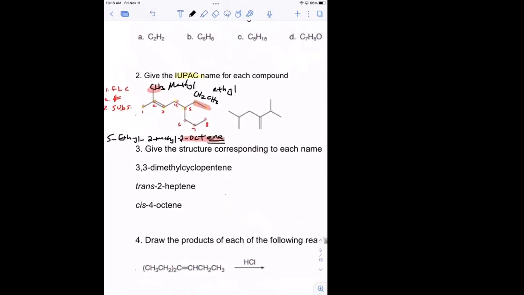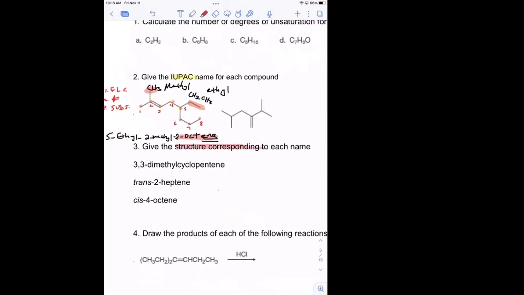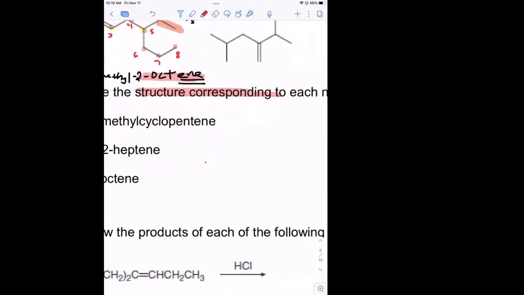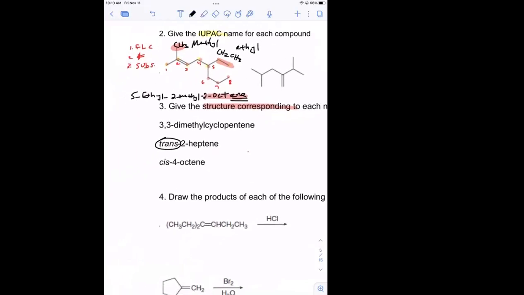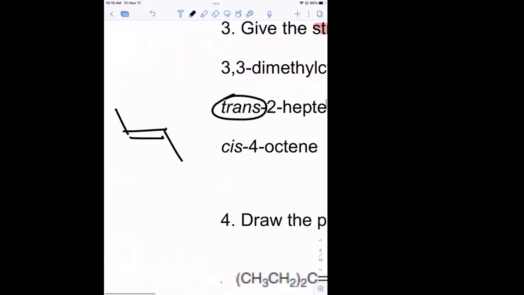It says, give the structure corresponding to each name. I'm gonna start with the 2 bottom ones, because those are the easiest ones. Heptene means what? How many carbons are in that parent? 7. 7 carbons, right? And it says 2-heptene, but it also says trans-2-heptene. That means something. If you have an alkene, it can be trans, where the 2 groups are on opposite sides, or it can be cis, where the 2 groups are on the same side.